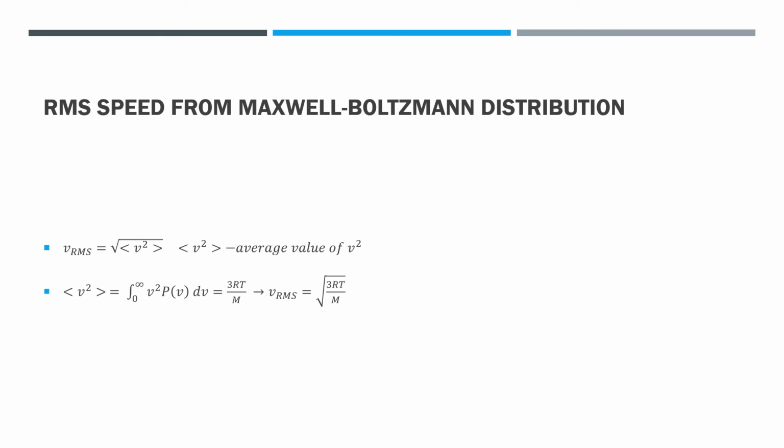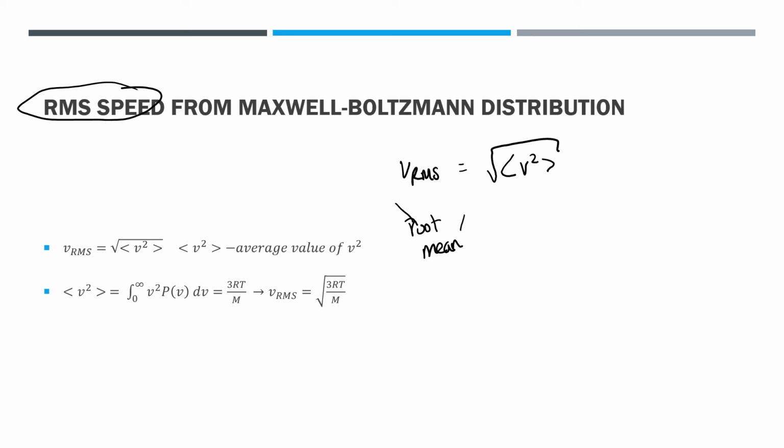And now I want to show you how we can derive the root mean squared speed from the Maxwell-Boltzmann distribution itself. What is VRMS? What is root mean squared speed? That is just the square root of the average value of V squared. That's the definition of root mean squared speed. That's why it's root. This stands for square root. Mean is average. Squared is the square of the velocity, right? So we have the average value of the square of velocity and then the square root.